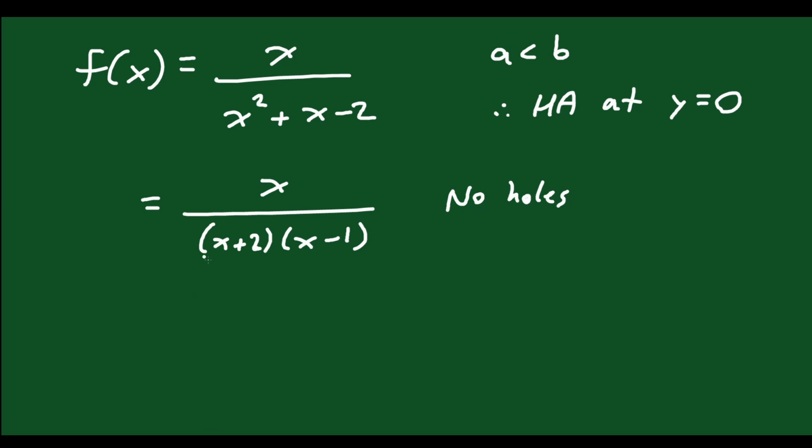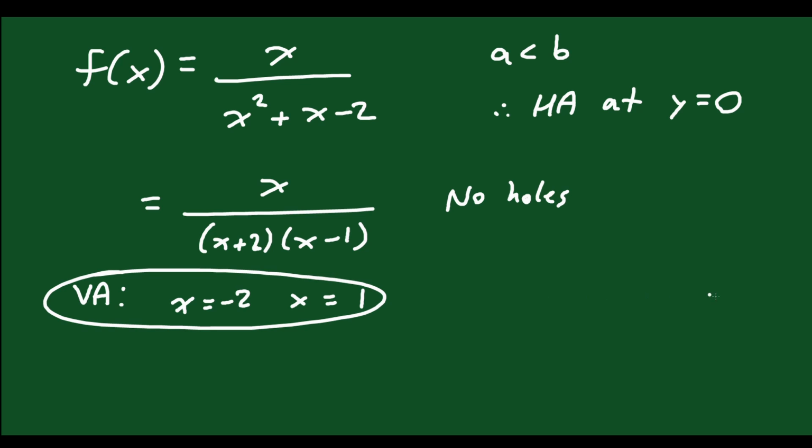Okay, well, let's find the vertical asymptotes then. So you set the bottom to 0, and you get two answers, right? You get x equals -2 and x equals 1, right? Because if x is equal to either of those, then you're dividing by 0. So you have two vertical asymptotes, right?